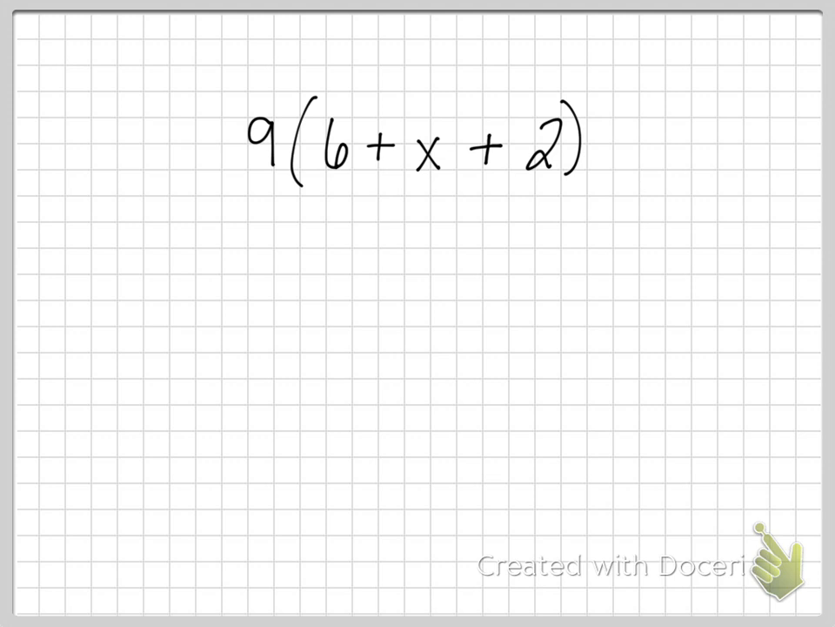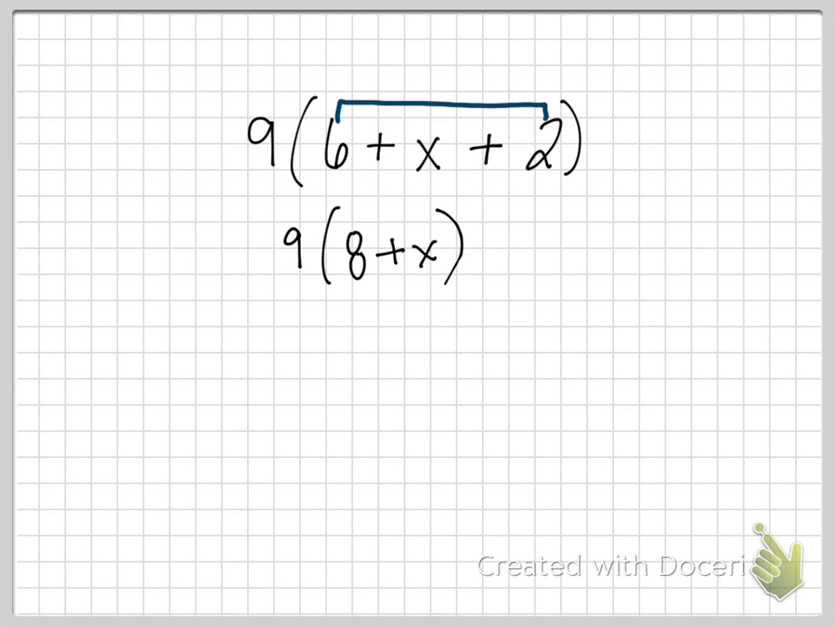9 times the quantity 6 plus x plus 2. Hudson, what'd you do? So first I did 2 plus 6. Okay, good. So first, he combined the like terms inside the parentheses. So 9 times the quantity 8 plus x.